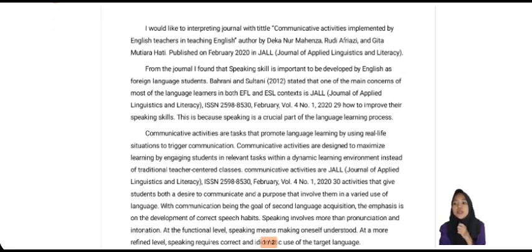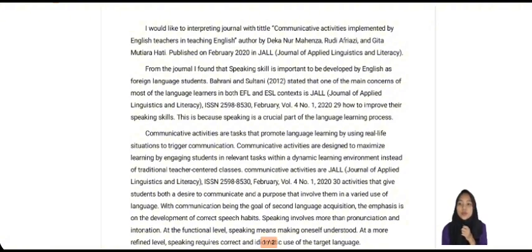Activities that give students both a desire to communicate and a purpose improve their use of language, with communication being the goal of second language acquisition. The emphasis is on the development of correct speech habits.